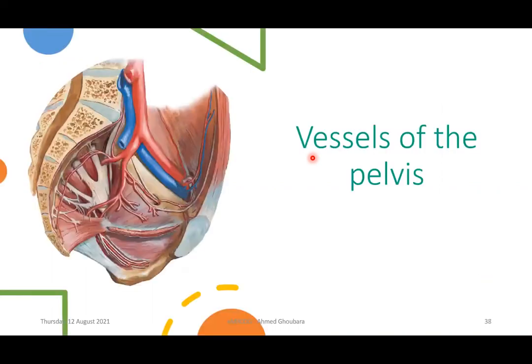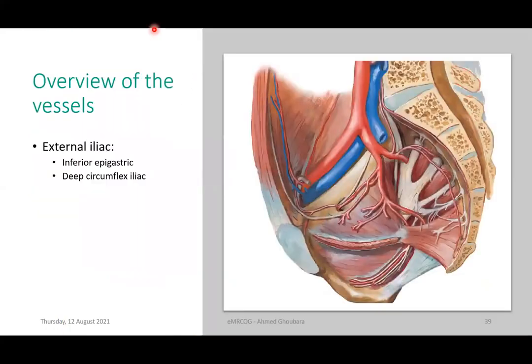So talking about the vessels of the pelvis, we're done with the vessels of the wall. Now we need to dig in deep and talk about the vessels of the pelvis. So, overview of the vessels. The aorta divides into the external iliac artery and the internal iliac artery. Okay, and so does the vein.